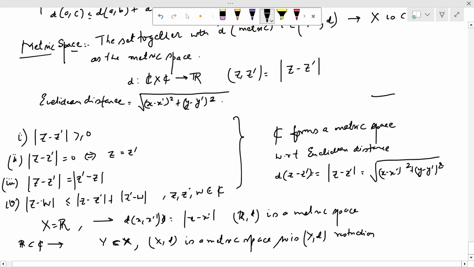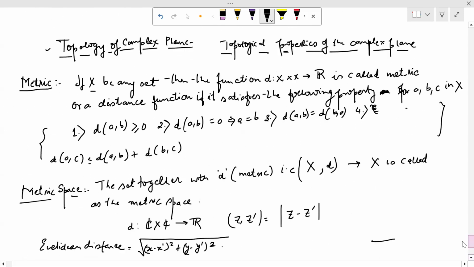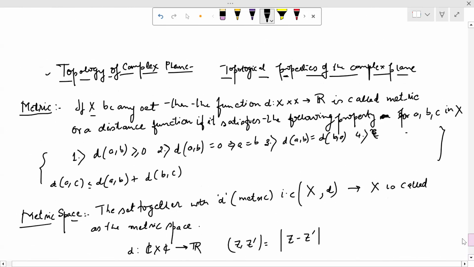So is the restriction (Y, d). If I restrict the space to one of its subsets, then this also is a metric space, I think. I hope it is clear till now. We have not written much. We have just started it.